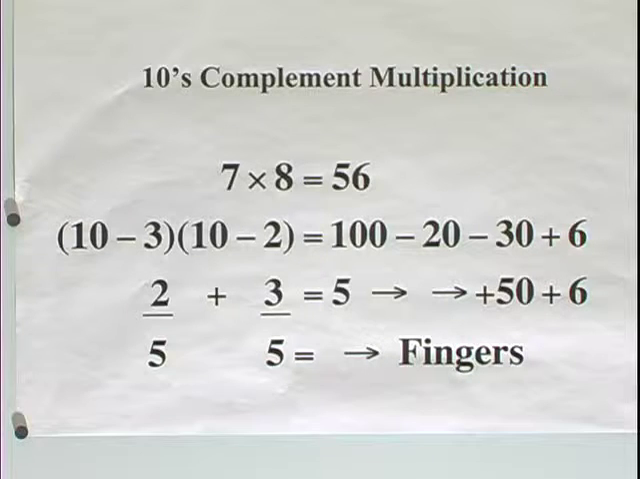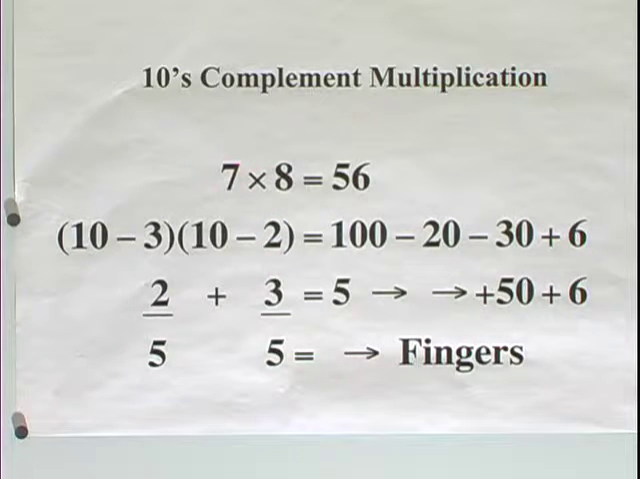In this clip, we will demonstrate why tens complement multiplication gives us an accurate result. We're going to multiply 7 times 8. We're going to get 56. The tens complement of 7 is 3. The tens complement of 8 is 2.